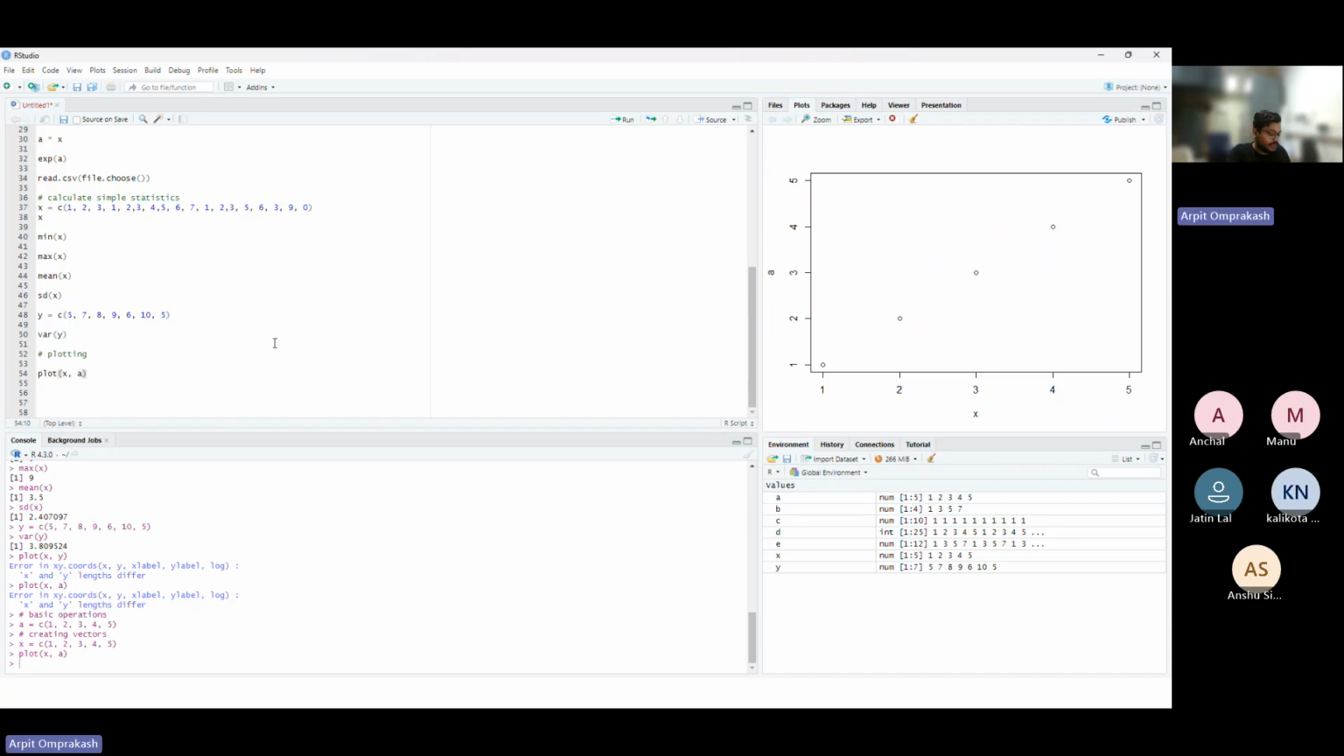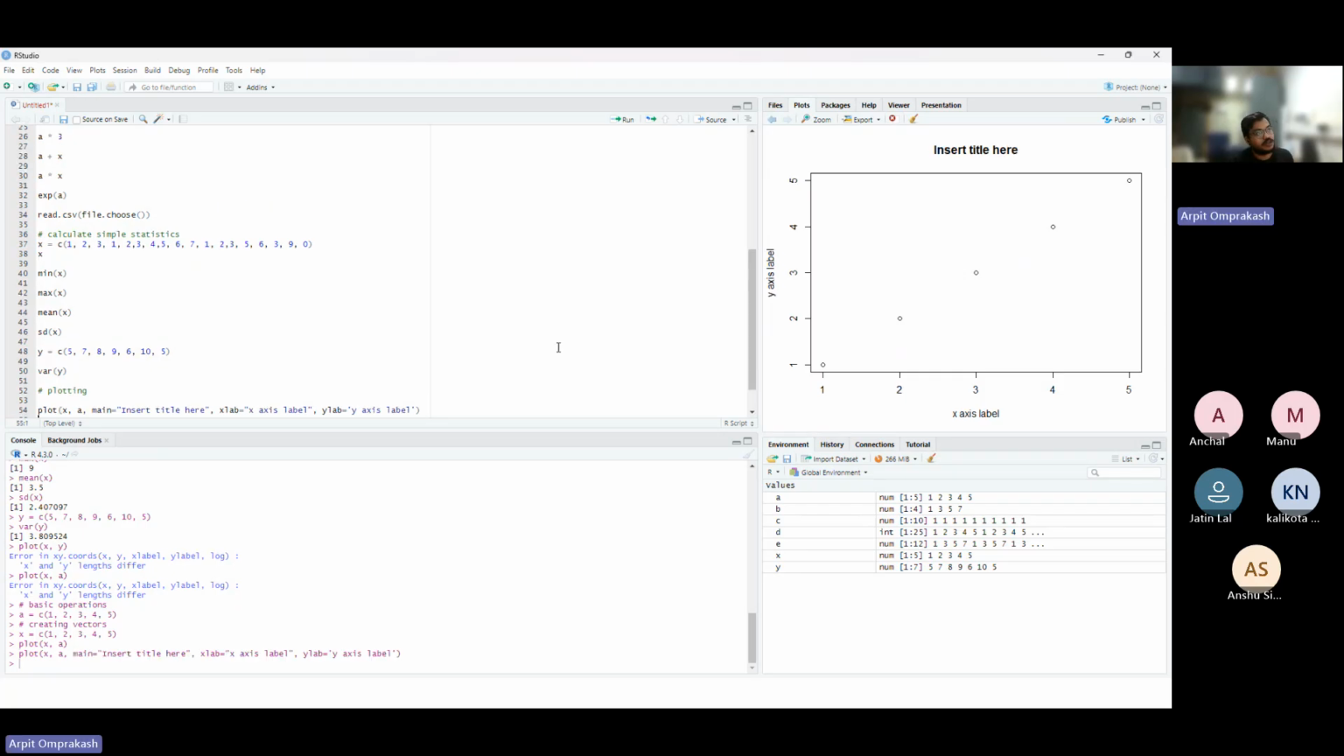Now, again, if we are plotting, we have options to do things such as insert the title here. xlab is the x-axis label. ylab is the y-axis label. And we can plot this. You see, now we have a title here. We have a label on the x-axis. We have a label on the y-axis.